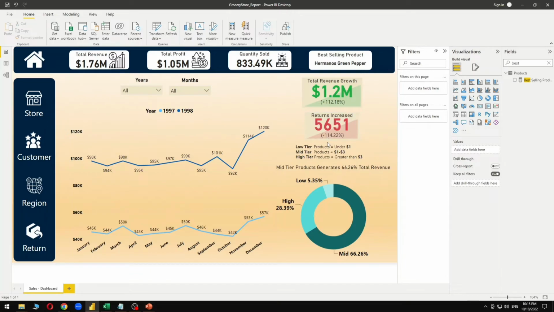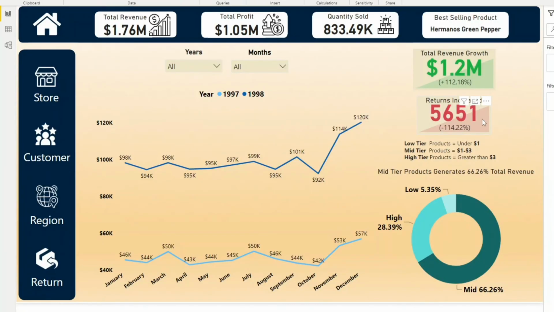114.22%. So analyzing in a nutshell, we can easily say our revenue has increased, our profit has increased, we have sold 800 plus quantities of all the products, and our best selling product is the Hermanos green pepper of all the categories. And if we categorize the products by pricing, from $1 to $3, we have been getting the most sales or revenue from $1 to $3 products, and we have to work on the sales returns to decrease them. So that was all my analysis.